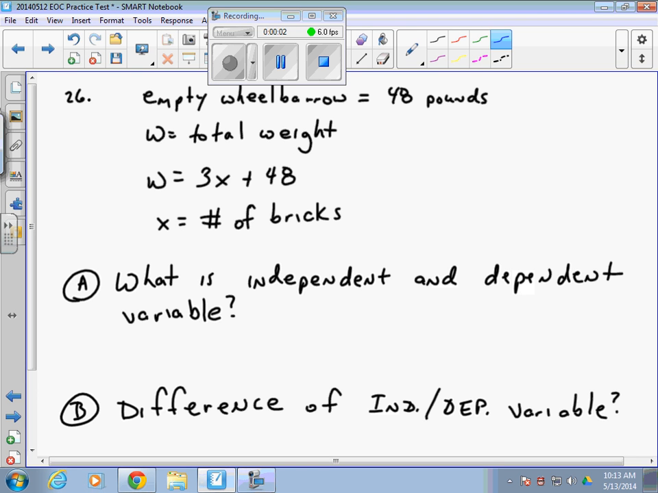Okay, this is our Algebra 1 EOC Practice Test, picking up with Part 2, the constructed response portion. It says an empty wheelbarrow weighs 48 pounds. When bricks are put inside the wheelbarrow, the total weight, W in pounds, is given by W equals 3x plus 48. Let x be the number of bricks. The first question, Part A, says what is the independent and dependent variable?